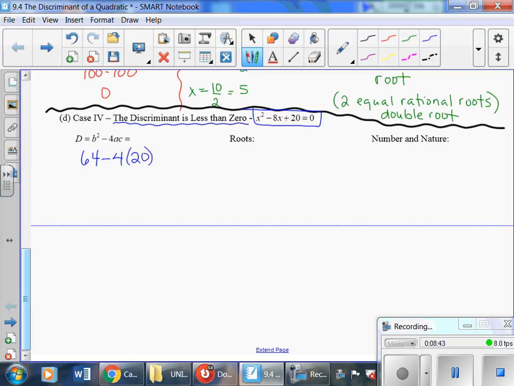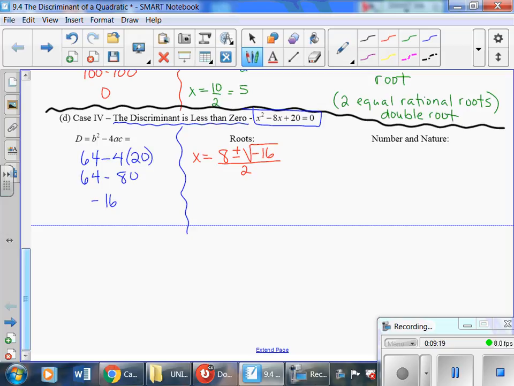All right, please don't think that a is always 1. We happen to be using examples where the leading coefficient is 1, so we're not putting in that third number for a. We're just leaving it blank because 4 times 1, of course, is 4. So this becomes 64 minus 80, which is a negative 16. So what do our roots look like? Our roots look like x equals the opposite of b, which is positive 8, plus and minus the square root of our discriminant, which is minus 16, all over 2 times 1.